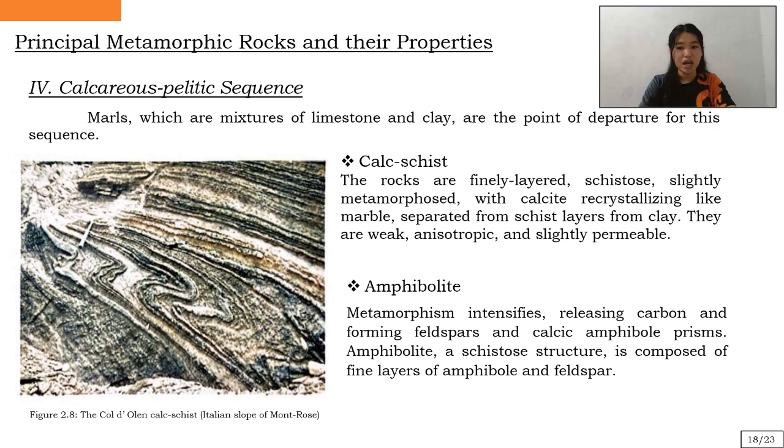Now let's proceed to amphibolite. Metamorphism intensifies, releasing carbon and forming feldspar and calcic amphibole prisms. Amphibolite, a schistose structure, is composed of fine layers of amphibole and feldspar. In simple terms, as rocks undergo more intense metamorphism, they go through chemical changes, losing carbon and gaining new minerals like feldspar and calcic amphiboles. The resulting rock, amphibolite, has a layered structure with alternating layers of amphiboles and feldspar. This layered arrangement is what gives it its schistose structure. So in figure 2.8, you can see an example of calcschist.